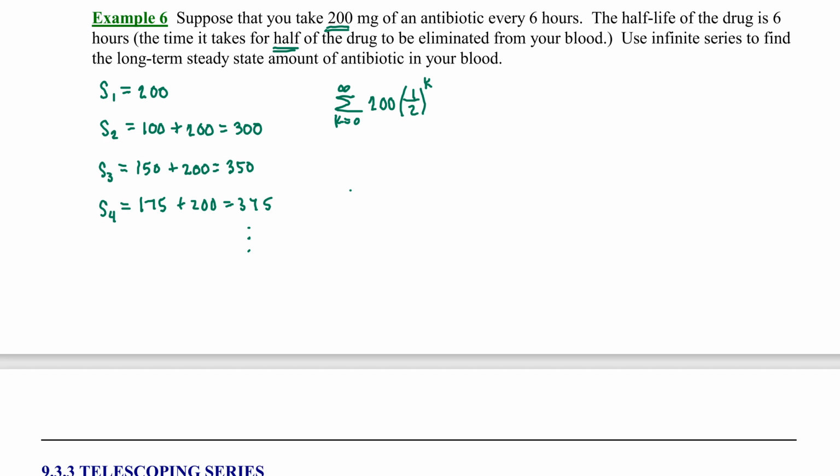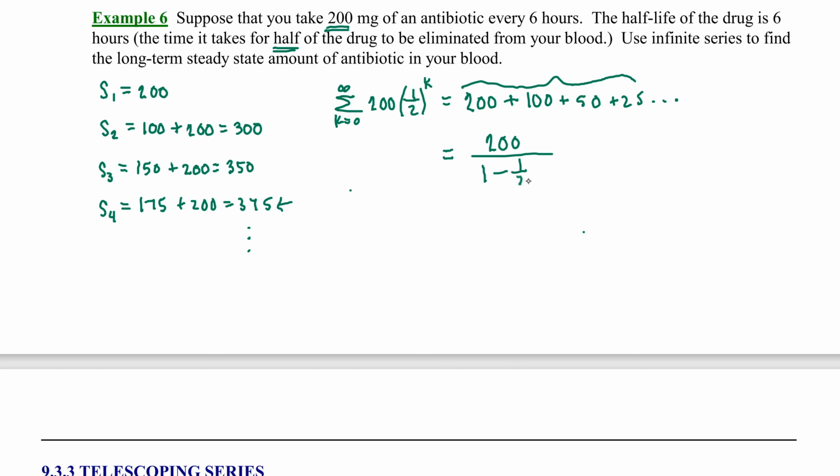So note if I expand this geometric series, I'm going to have 200 plus 100 plus 50 plus 25, so on and so forth. So at least at this point we can see our fourth partial sum developed, which is what we had right here. But we don't have to go that far. We can recognize this is an infinite geometric series with the sum of a over 1 minus r.